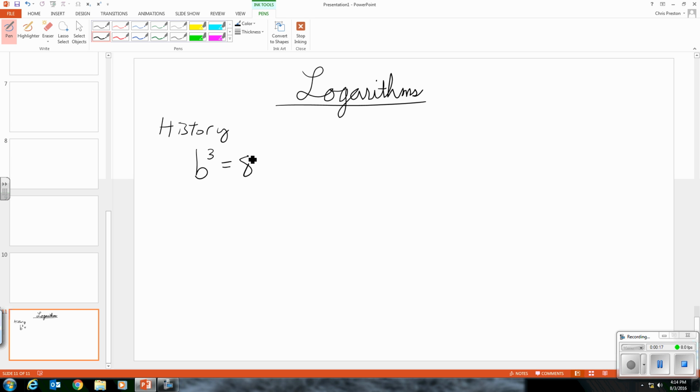I'm going to get 8. And I say, what's that base? Oh, well, that base is 2. 2 times itself 3 times gives you 8. And I got a base, and I want to cube it, and I want to get 27. What's that base? And I say, oh, well, okay, that base is 3. 3 times itself 3 times gives you 27.